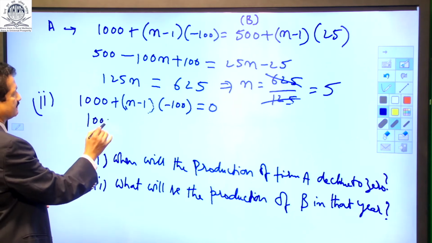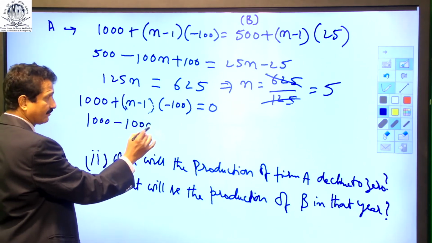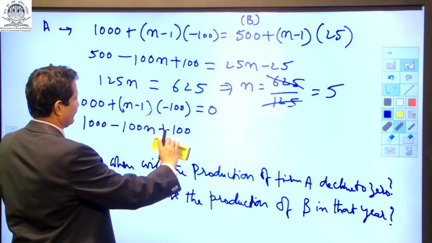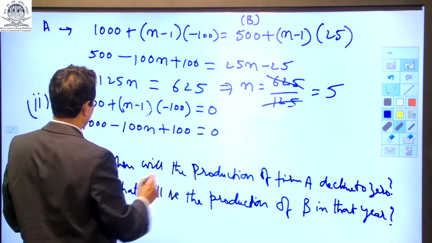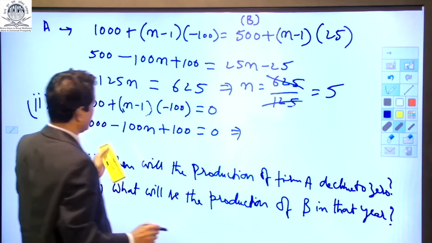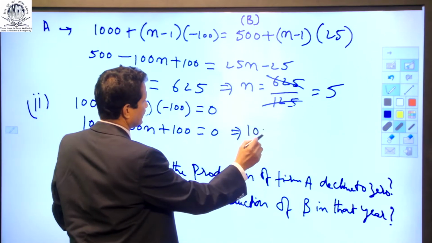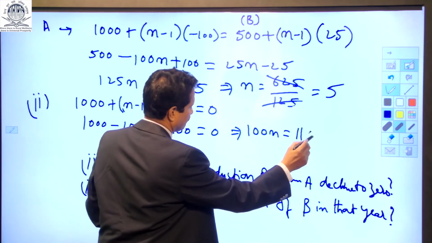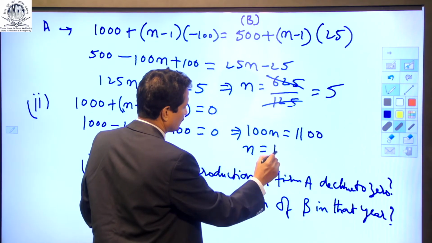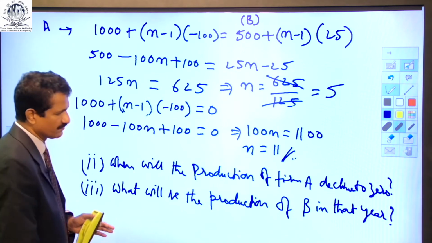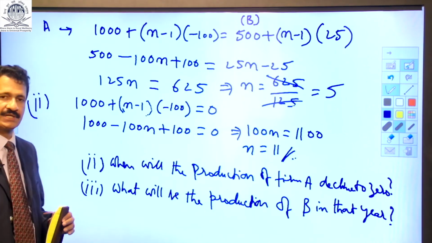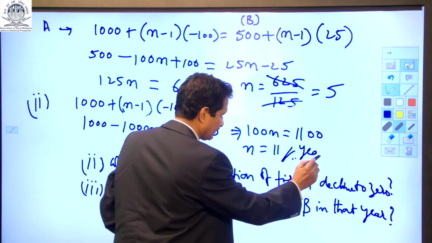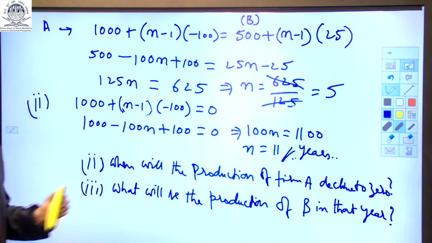This is 1000 minus 100n, minus into minus is plus, this comes to plus 100, is equal to 0. This implies that transposing this 100 to the other side, it becomes 100n is equal to 1100, or n is equal to 11. So, the production of firm A will become 0 after 11 years. That solves our second problem now.